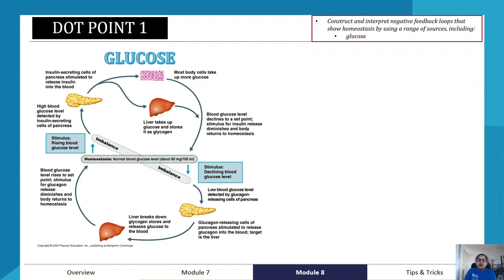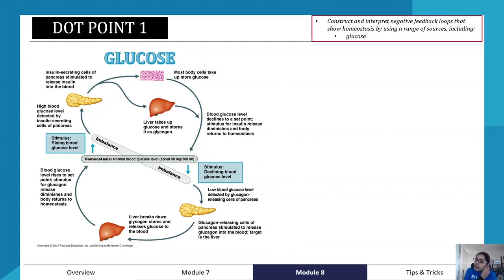So, homeostasis. Our normal blood glucose levels are about 90 milligrams per 100 mL. I always find that a bit hard to remember, so you can remember it as around 4 to 5 millimolar. That is what our homeostasis levels have to be, about 4 to 5 millimolar. However, there can obviously be imbalances when you eat a meal or you don't eat for too long.